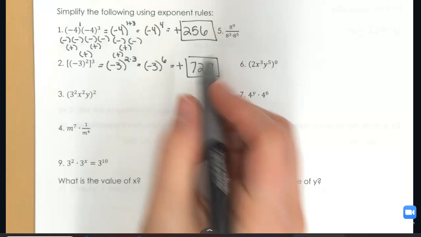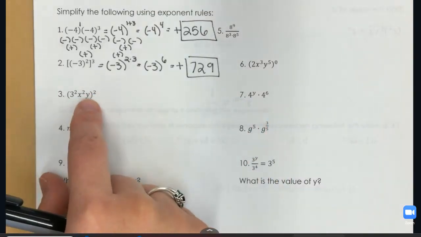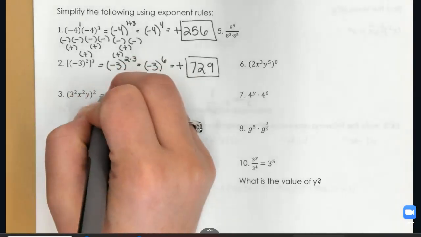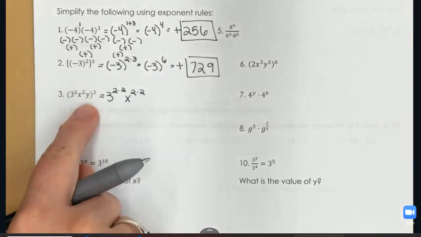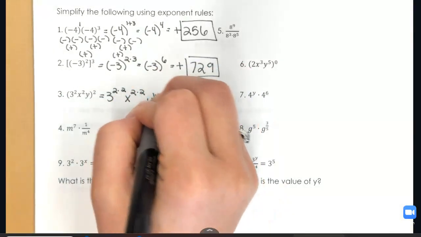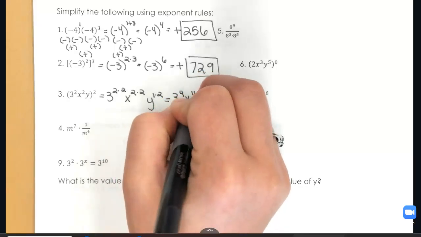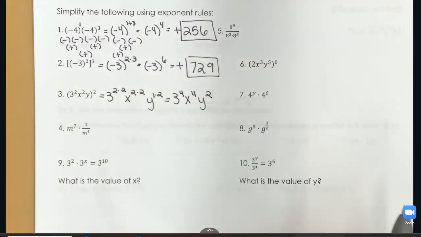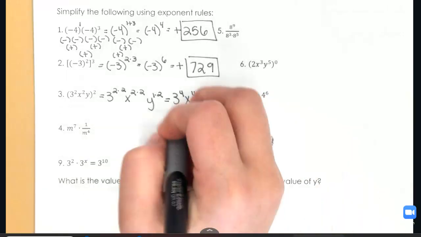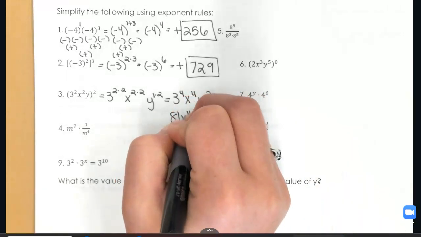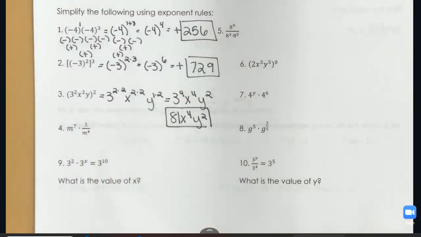Moving on to 3, this is my power of a product. I have the parentheses here with the squared on the outside, so that means it is applying to everything. So I have to multiply those exponents on each term. And then again, y has no exponent there, so we're assuming it's to the first power. So this is going to be 3 to the fourth, x to the fourth, y squared. X and y are variables, so I can't do anything there to simplify this, but 3 to the fourth is a number, and it's 81. So this is going to be 81 x to the fourth, y squared.